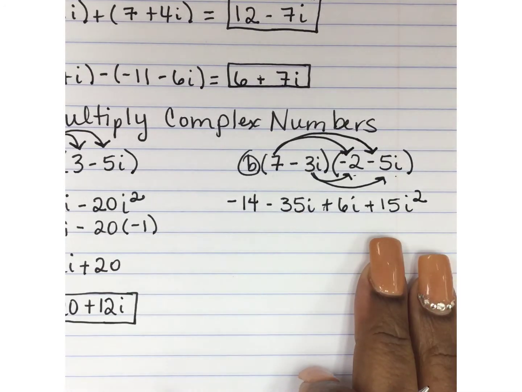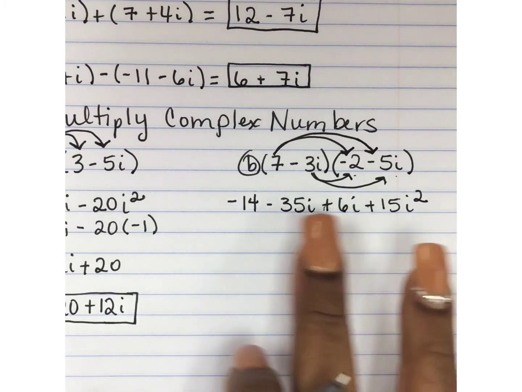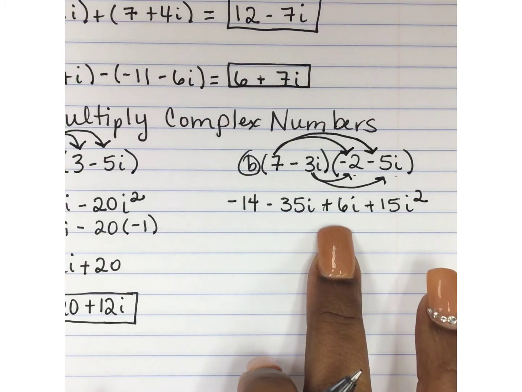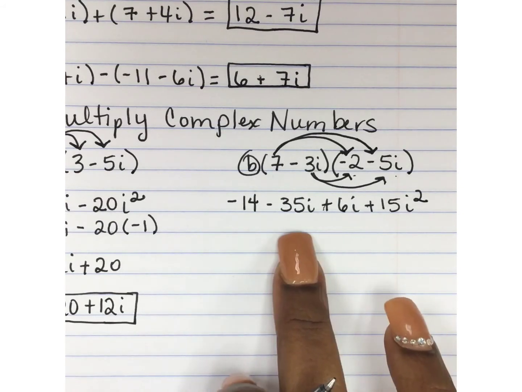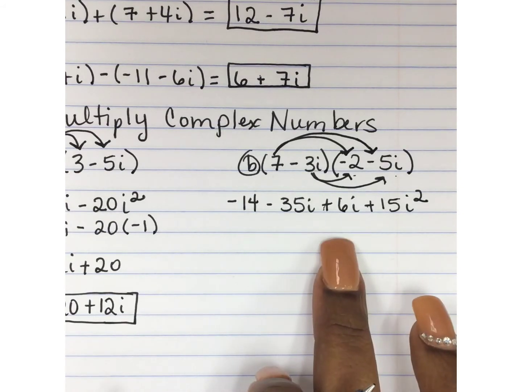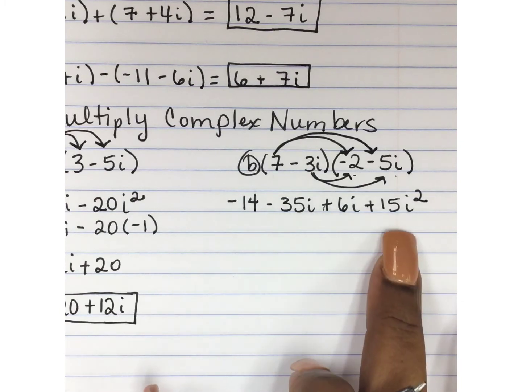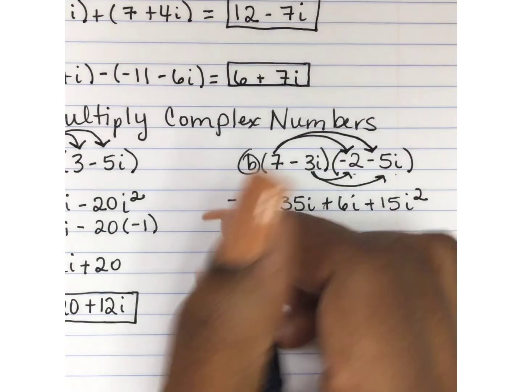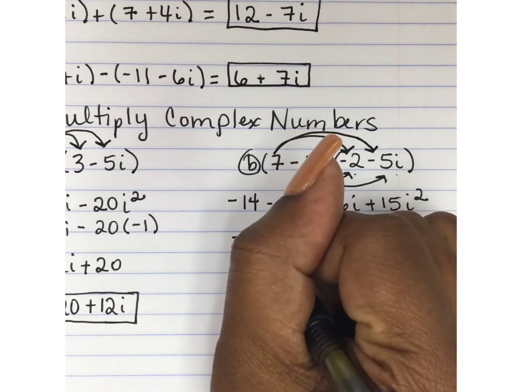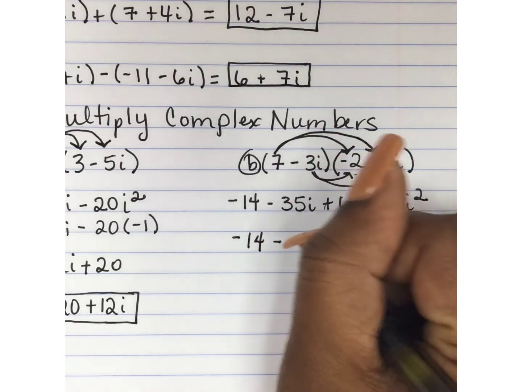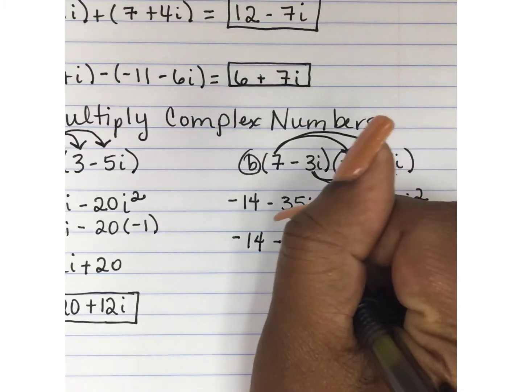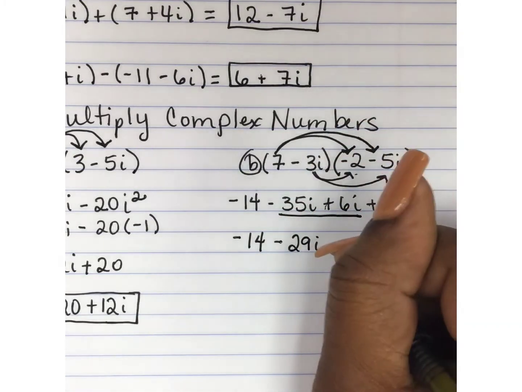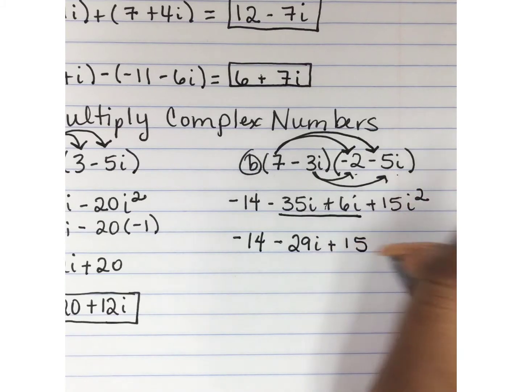Now there are a couple of things going on in this line. We can combine like terms because these two are playing on the same team, -35i and +6i. And we also have this i squared that needs to be changed to, you got it, -1. So I'm going to rewrite this: -14 minus 29i, because I'm combining like terms, plus 15, and instead of writing i squared, we write -1.